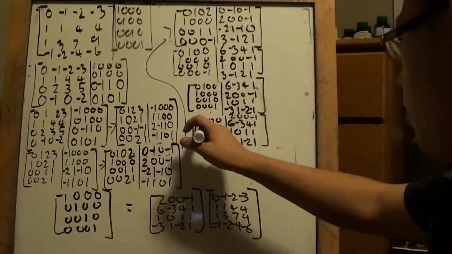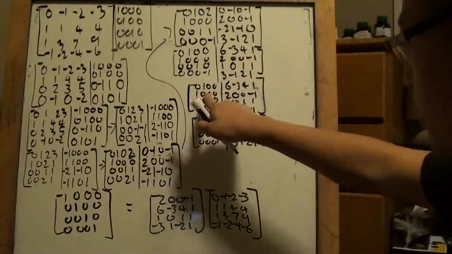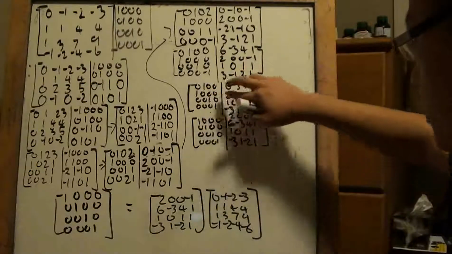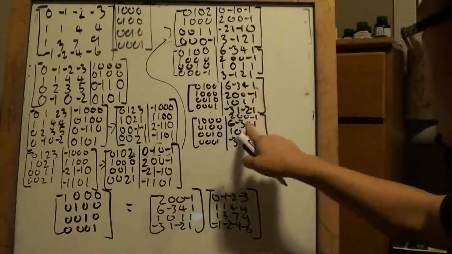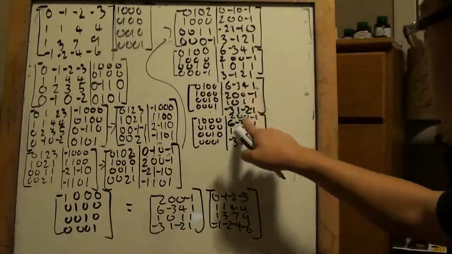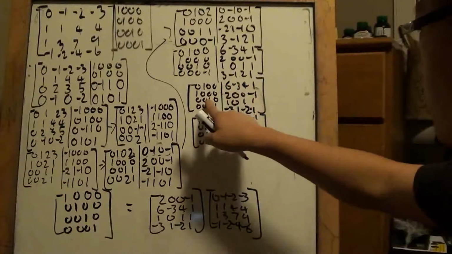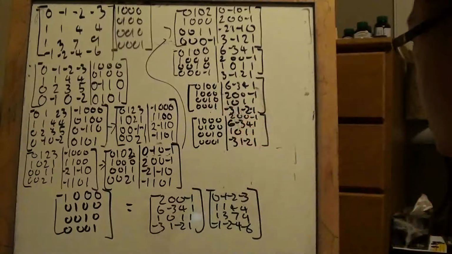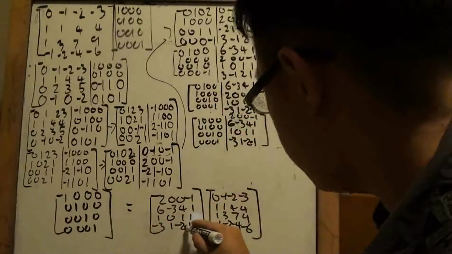So I just flip them. The second row is going to be the first row. The second row and the first row are going to switch. So 6, negative 3, 4, 1 goes to the second row. 2, 0, 0, negative 1 is going to be on the first row. And the third and the fourth row are not going to change. So that's going to be negative 1 as well. That's going to be negative 1 as well.